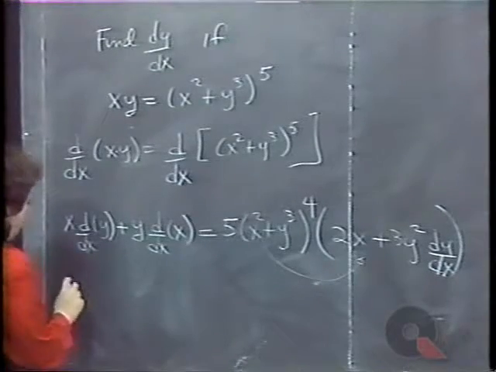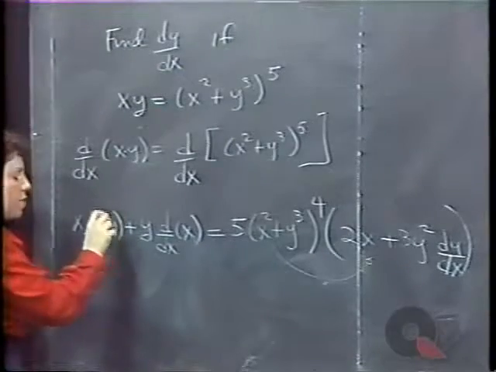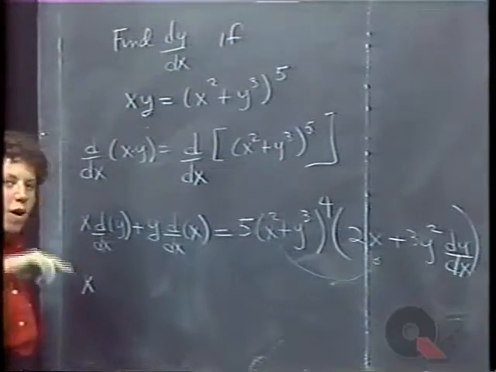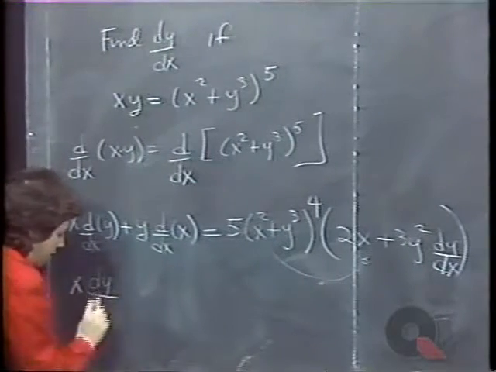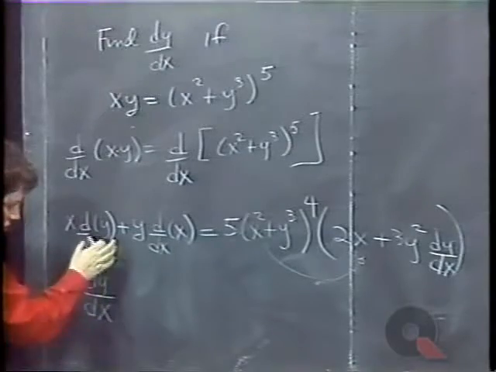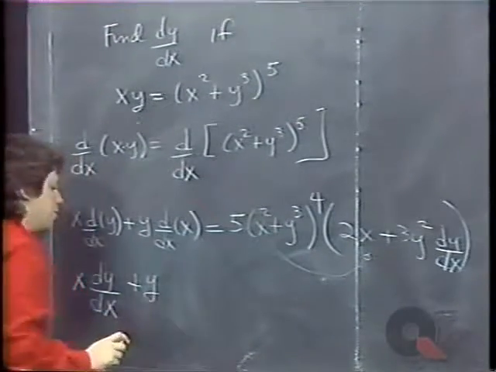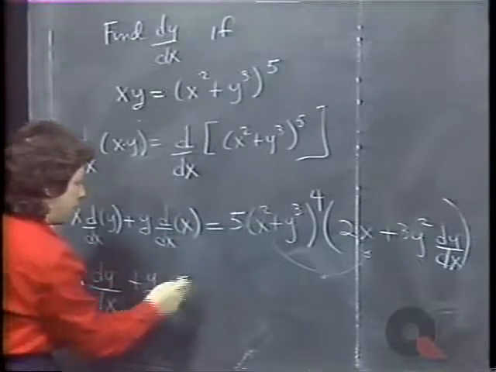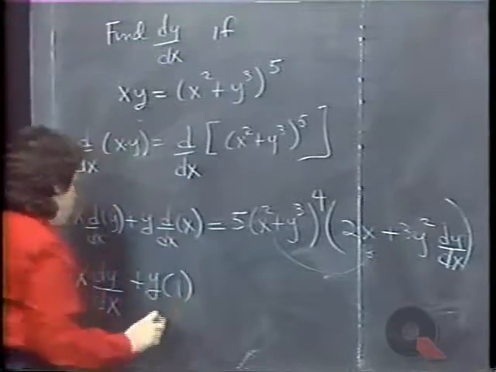Let's see what we have. We have x times the derivative of y to the first power, which would be 1y to the 0, or 1 dy/dx. This is not surprising, because this says the derivative of y with respect to x. This is just dy/dx. Plus y times the derivative of x with respect to x. The derivative of x to the first power with respect to x is just 1.